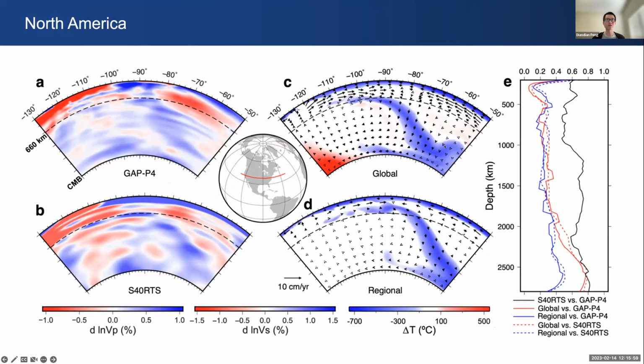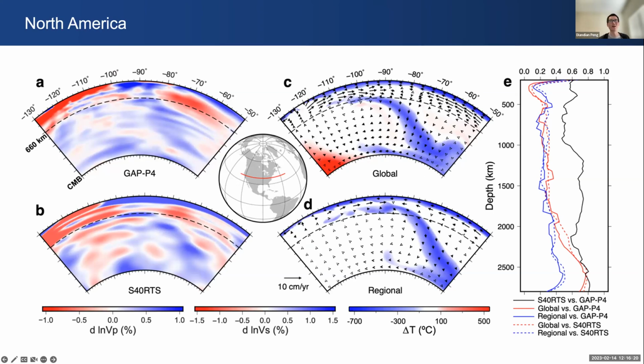The next subduction zone is North America. This is the cross section. These are the Farallon slabs in tomography models. The global model and the regional model, at first glance, look very similar.